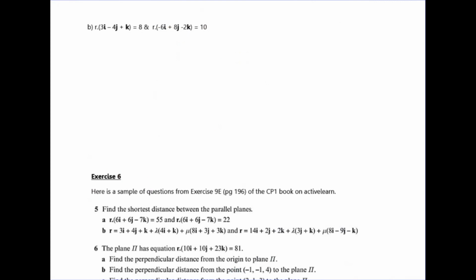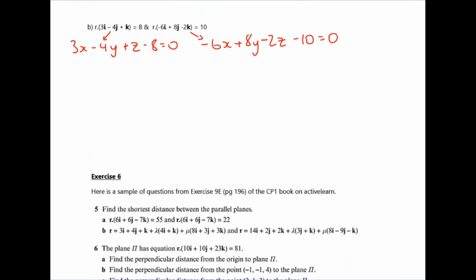Similar thing here. We've got two parallel planes. Their normals aren't the same, but they are multiples of each other. So again, these are two parallel planes. I'm going to turn them into Cartesian equations just because that's what the formula's got. It's easier to see a bit. This is 3x minus 4y plus z minus 8 equals 0. And this one is minus 6x plus 8y minus 2z minus 10 equals 0. Put them both equal to 0.